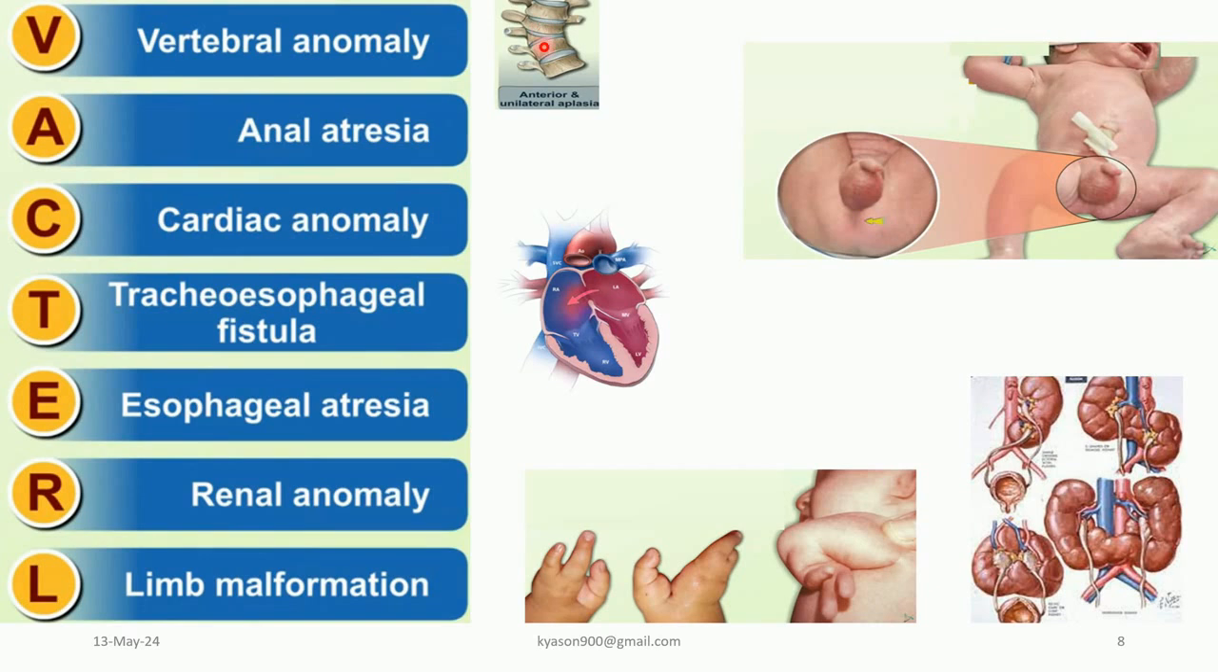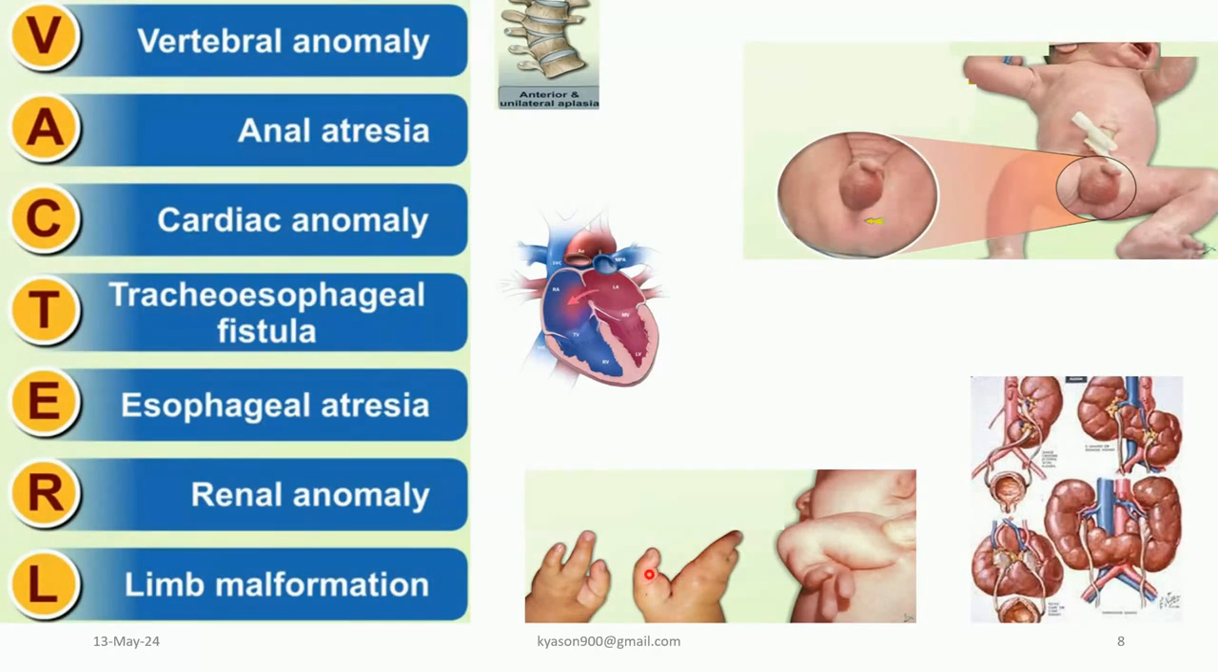You can see that abnormal orientation. That is a vertebral anomaly. And also, these kids may be having an anal atresia. You can see no anus or anal opening. That is anal atresia. So whenever you see such cases, you have to continue examining this patient.